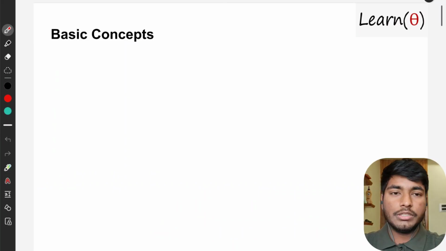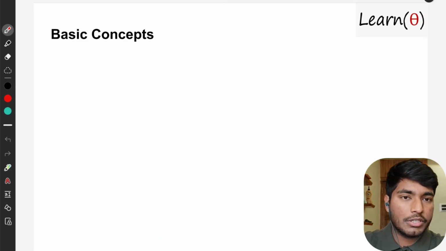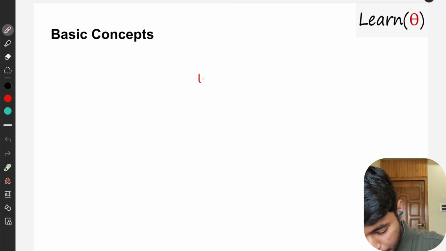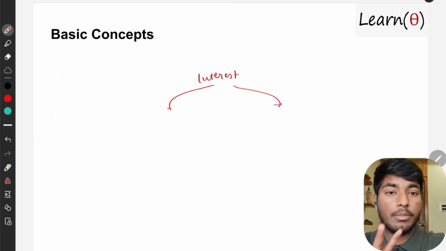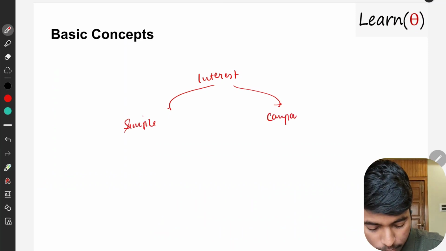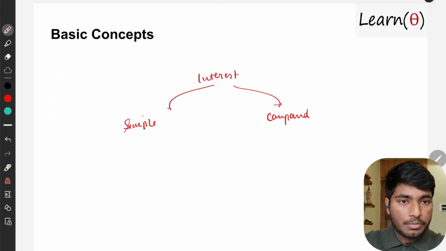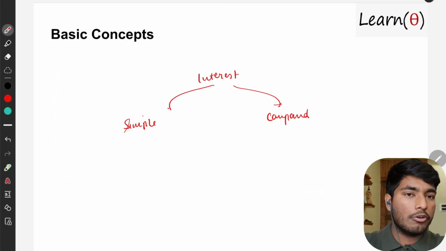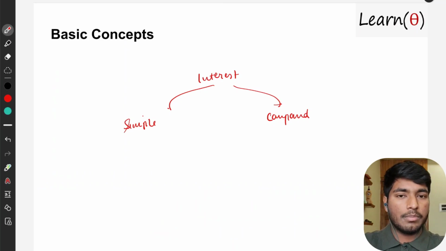Now what is the very first thing that we need to know about interest? Basically, whenever we talk about interest, we will be talking about two kinds of interest. One is known as simple, and the other one is compound. We need to talk about simple interest and we need to talk about compound interest. Now let me give you a very quick example that will help you to distinguish between the two.